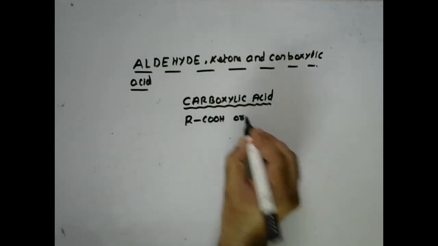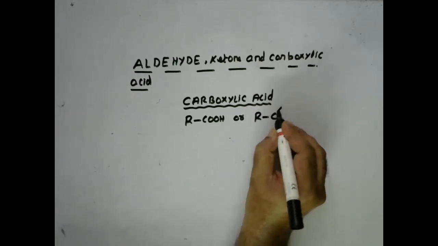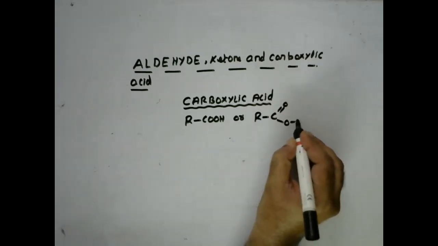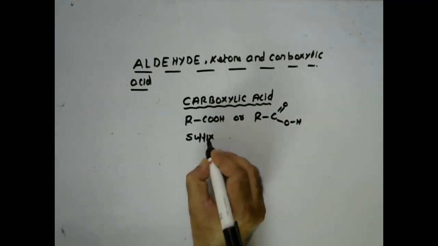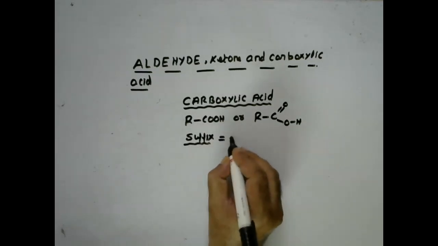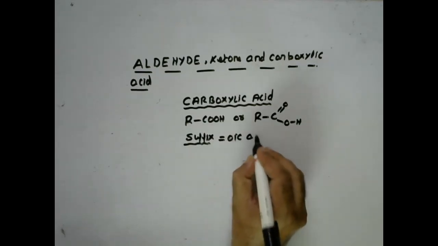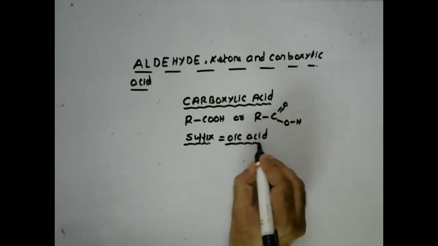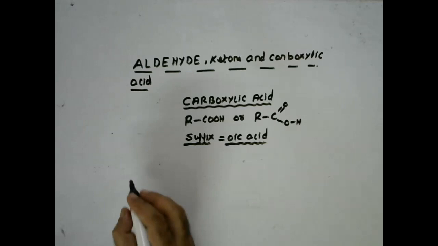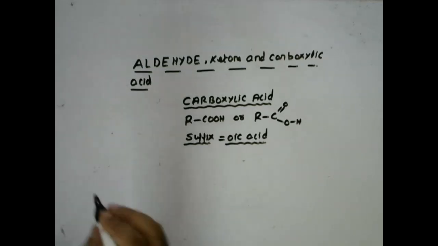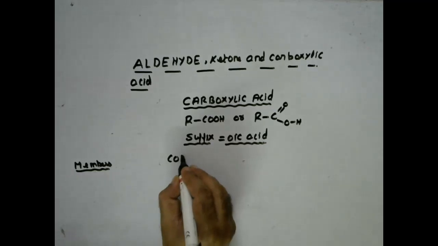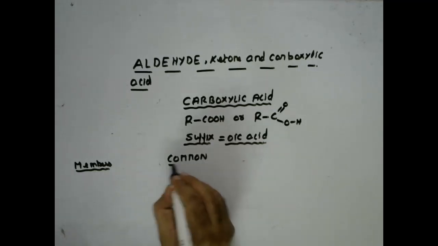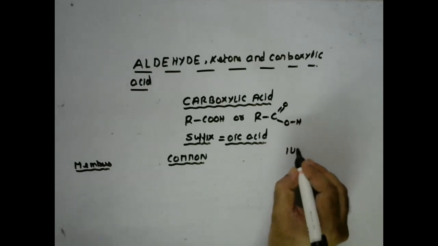You can expand it if you wish, as C double bond O, OH, and we have a suffix for naming of carboxylic acid. The suffix we are going to use is called oic acid. So let us see a few common names and the IUPAC names. Let us see some members with their common name and the IUPAC name.